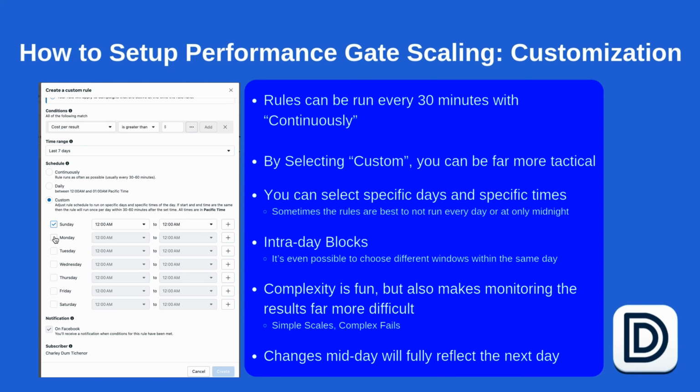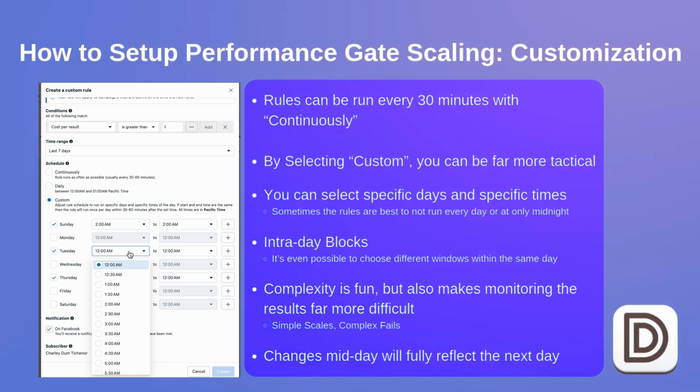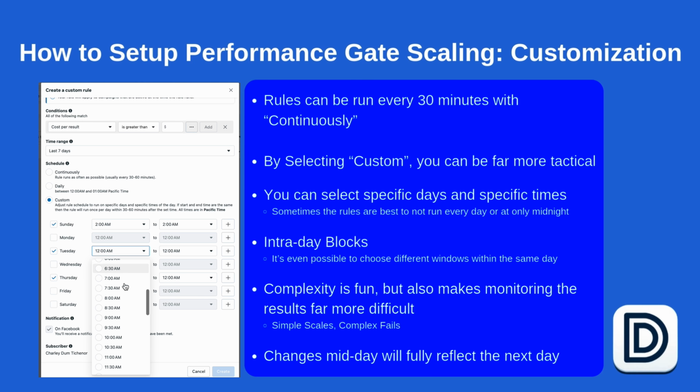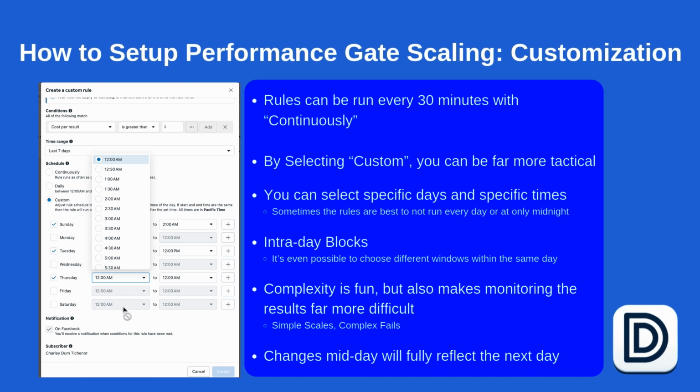So when we're looking at how to set up our customization, remember that rules by default are going to be run roughly every 30 minutes. When we select custom, you can be far more tactical. You can select specific days and specific times. Sometimes the rules are best to not run every day or only at midnight. One of the examples of this that I use in a ton of accounts is raise the budget by 5% Monday, Wednesday, Friday. That's a great example of not wanting the rule to run all the time, and it's not even running every single day.